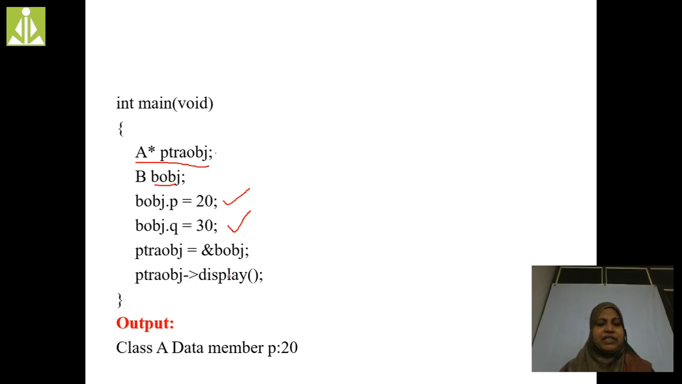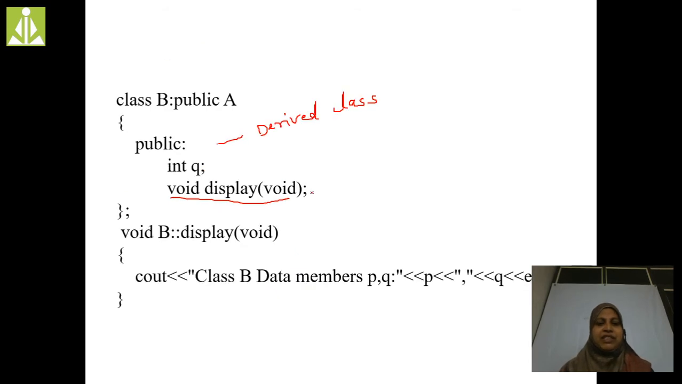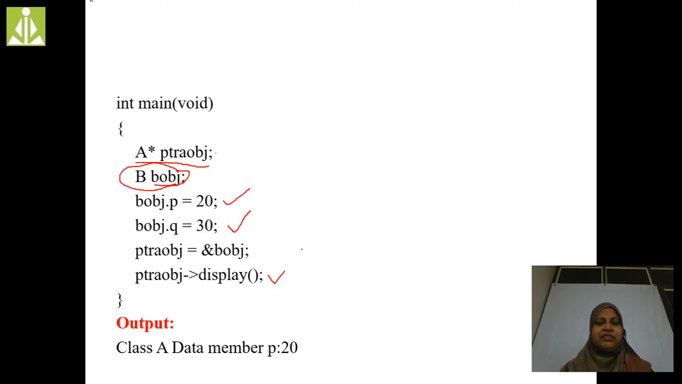Now ptr obj calls the display method. Since I assigned the address of the B object to the pointer variable, we expect the display method in class B to be executed. In class B, the display method prints data members p and q. What is the value of p? The values are 20 and 30, but here we are getting only the value 20.